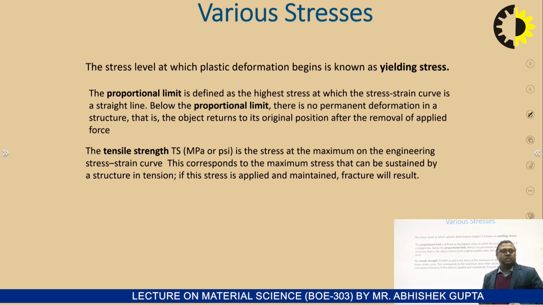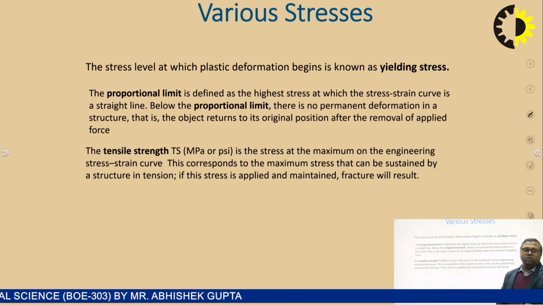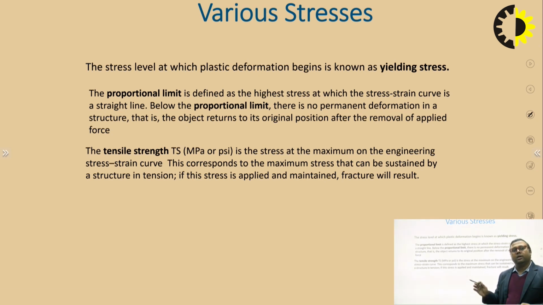So the stress level at which the plastic deformation begins is known as yielding stress, and the proportional limit is the limit which actually denotes the highest stress in a stress strain curve, and this proportional limit is actually indicated by the straight line. Up to the proportional limit, we actually see no permanent deformation, but beyond that, if this proportional limit has been crossed, then the object does not return to its initial position. Then at that time, we can say that the plastic deformation has occurred in a particular material.